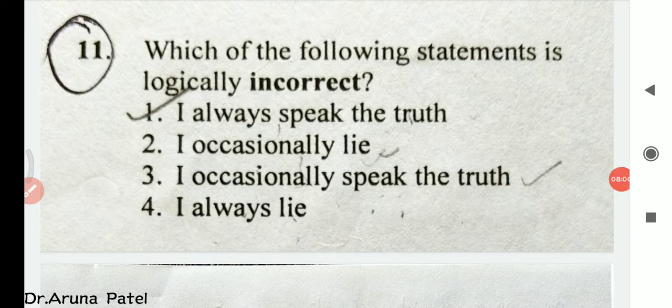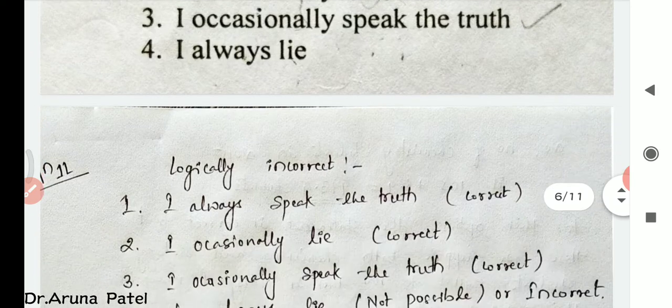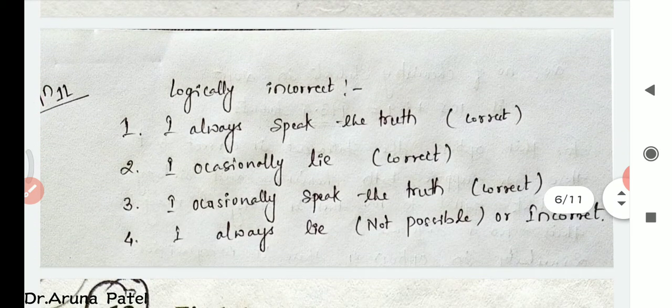Now this is question number 11. Which of the following statements is logically incorrect? Here are the four statements given. Now see the solution. The first option is, I always speak the truth. This is correct. Yes, maybe there is a person who speaks only the truth. So this one is possible.